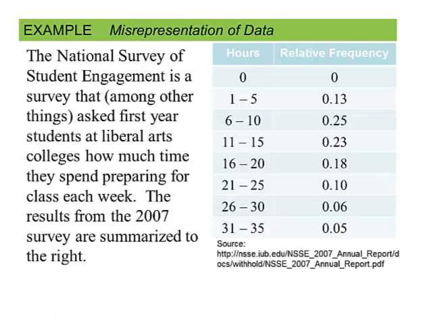The National Survey of Student Engagement is a survey that, among other things, asks first-year students at liberal arts colleges how much time they spend preparing for class each week. Here are the results from 2007. 0 hours had a relative frequency of 0. 1 to 5 is about 13%. 6 to 10 is 25%, and so on and so forth.